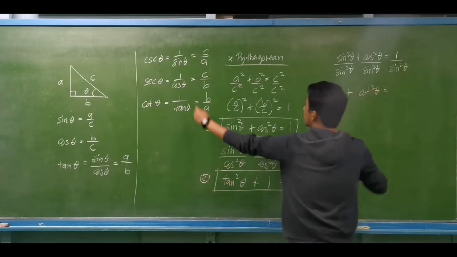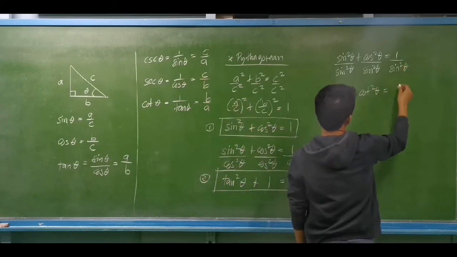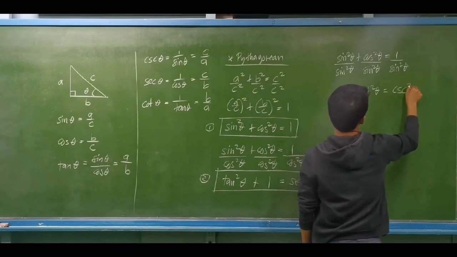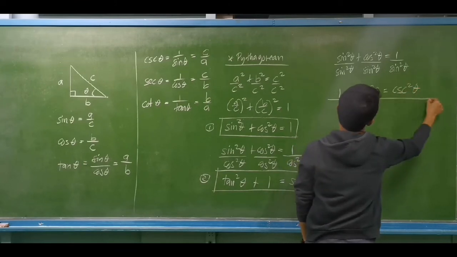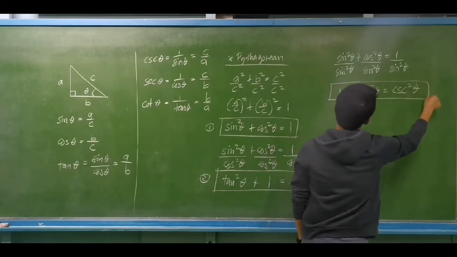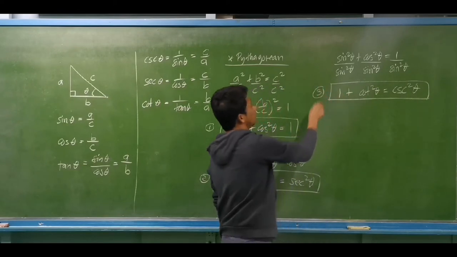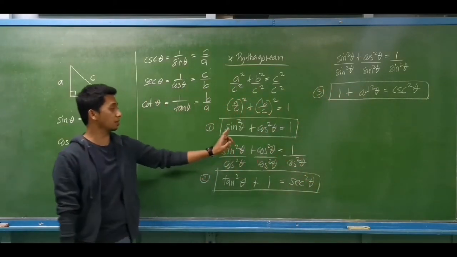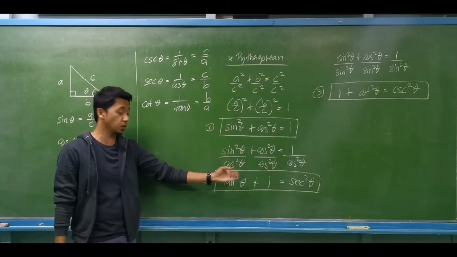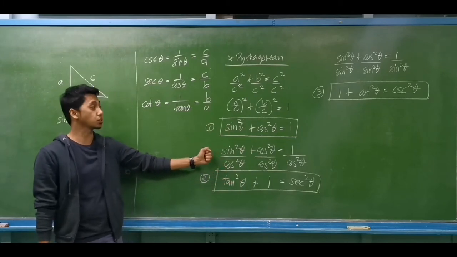1 over sine is cosecant. Naka-squared lang ito. This is the cosecant squared of theta. So this is the third identity for the Pythagorean. Now, kung mapapansin ninyo, isa lang naman yan. Nag-divide lang tayo ng sine squared tsaka cosine squared.